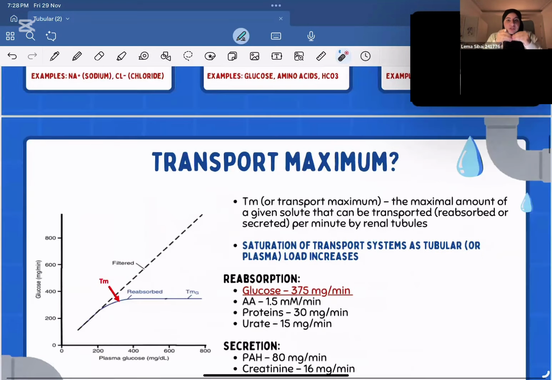So what transport maximum essentially means is the maximum amount of a given solute that can be transported per minute by renal tubules. A mouthful. It literally just means the maximum reabsorption rate of a certain substance, in this case, glucose, okay? And so all the channels in the nephrons inevitably, and I keep saying inevitably, just means they do end up getting saturated, all right?